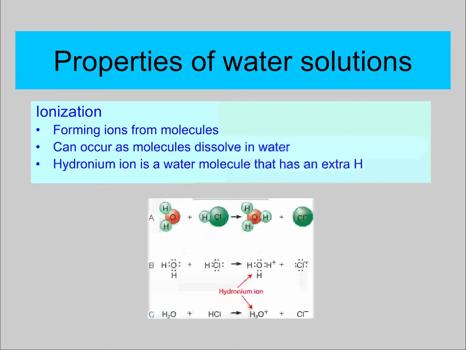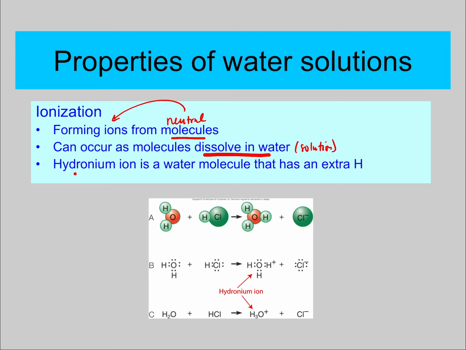So ionization of water solutions is really important because we're going to talk about acids and bases, and we just got done talking about electrolytes and non-electrolytes. So ionization is when ions are going to be formed from molecules. So we're going to take things that are neutral, and we're going to be able to form ions, cations and anions. So this occurs as the molecules dissolve in the water, so as we're creating a solution. So taking something and dissolving it in something else, usually water.